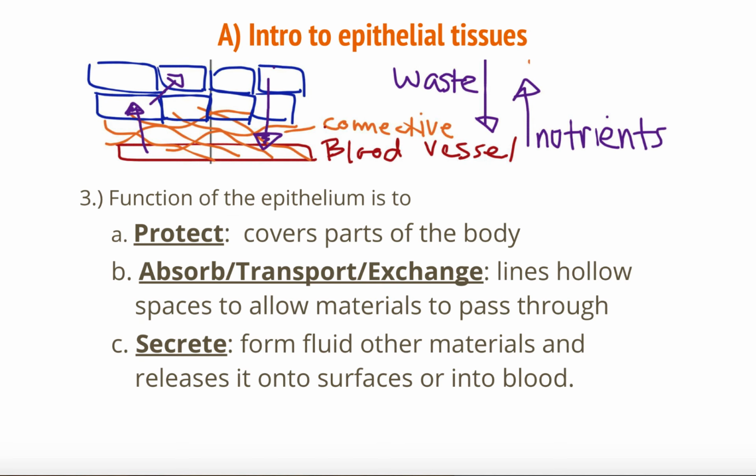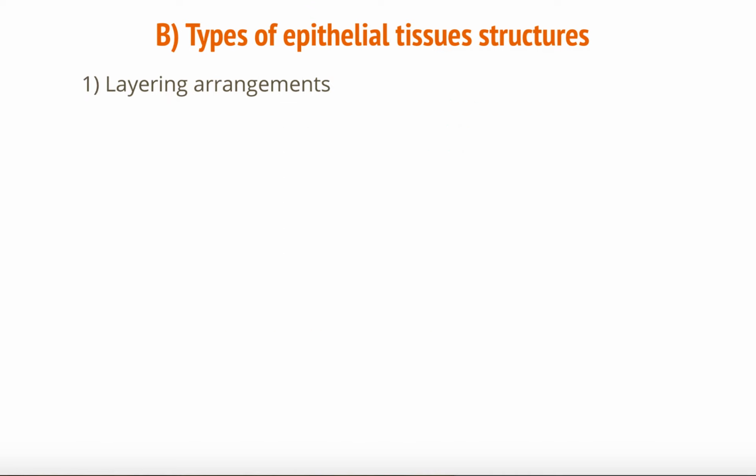Okay? All right. So, going into the rest of the notes, the function or physiology of the epithelium, like was mentioned in the prior notes, is to protect, absorb, transport, or exchange materials, and to secrete or form materials that it can release either into the blood or onto the surface of a body part. Secretions can include sweat, tears, saliva, and mucus. Those are all secretions. But it can also include hormones that you secrete into your blood, like adrenaline or estrogen or testosterone.